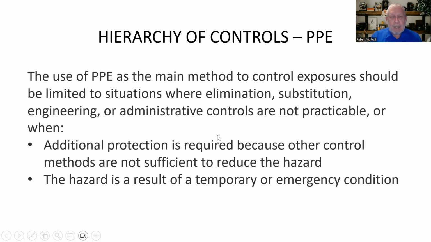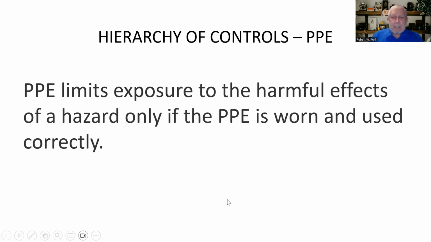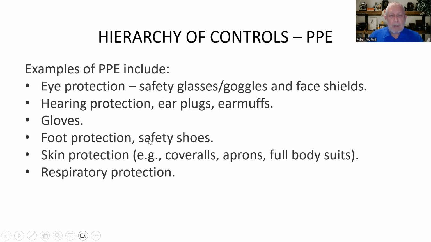The use of PPE as the main method to control exposure should be limited to situations where elimination, substitution, engineering, or administrative controls are not practicable, or when additional protection is required because the other control methods are not sufficient to reduce the hazard, or the hazard is a result of a temporary or emergency condition. So you use PPE when the others just aren't going to work. PPE limits exposure to the harmful effects of a hazard only if the PPE is worn and used correctly. There's a big problem with PPE. People have to put it on.